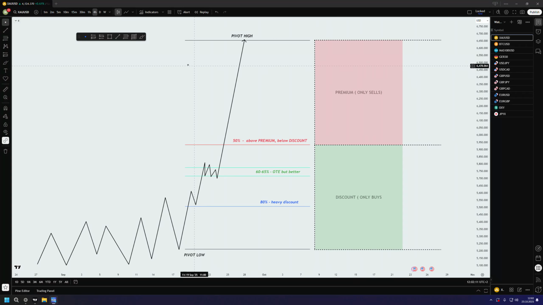Hello guys, this is the video about the fib settings. This is how my fib tool looks like, and I will explain you everything about it and show you some examples.